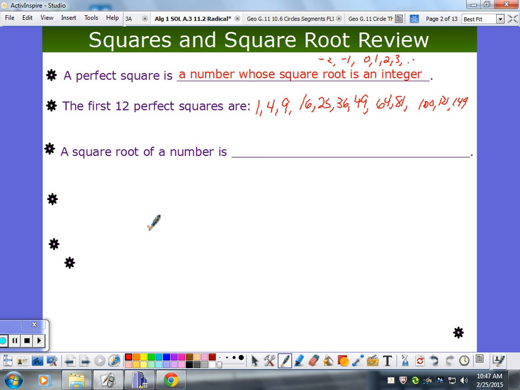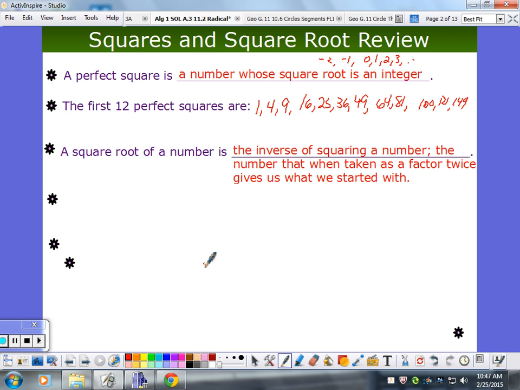Okay, let's define what a square root of a number is. What's the square root of a number? A number divided by itself? That's close. A number multiplied by itself? That sounds like perfect square. Kind of. They're related, aren't they? Square root, perfect square, they're definitely related.